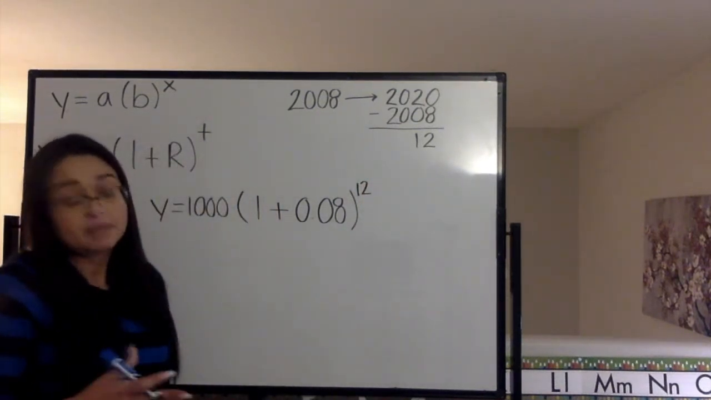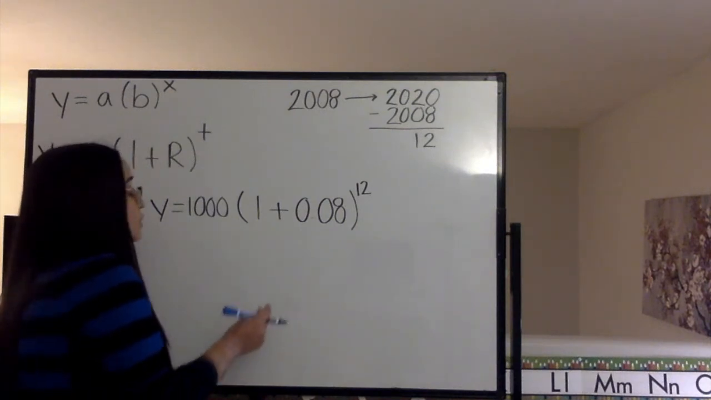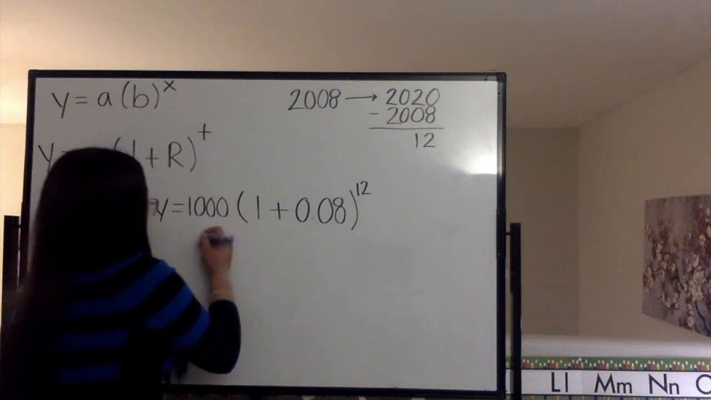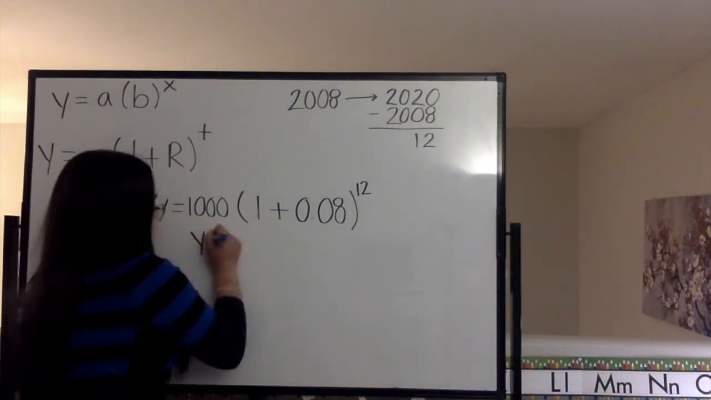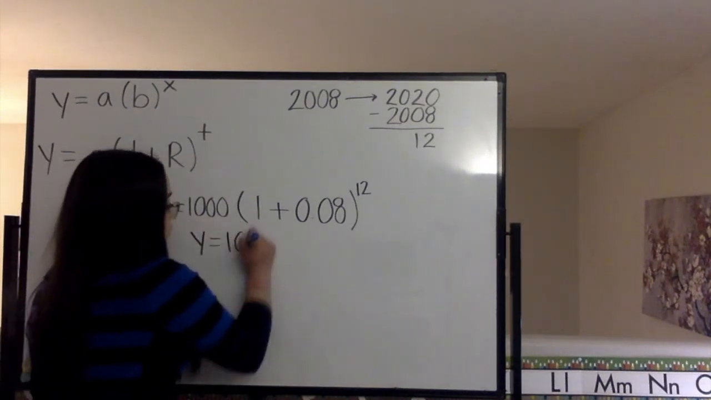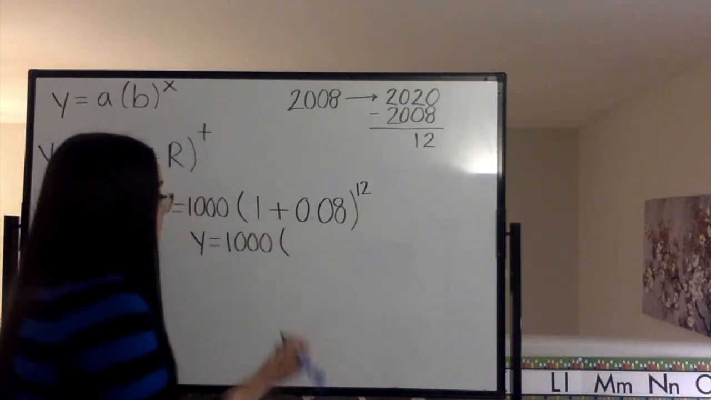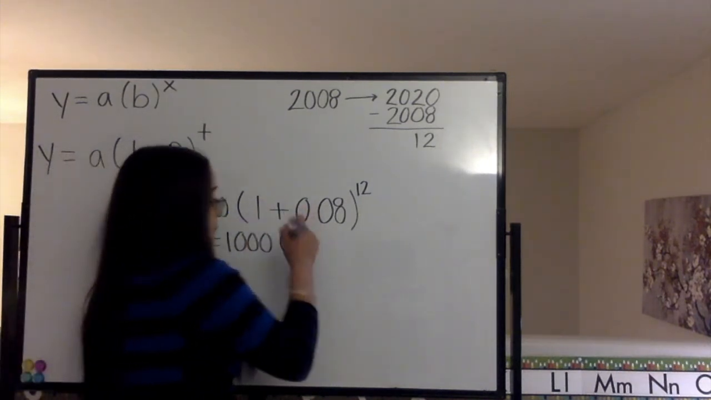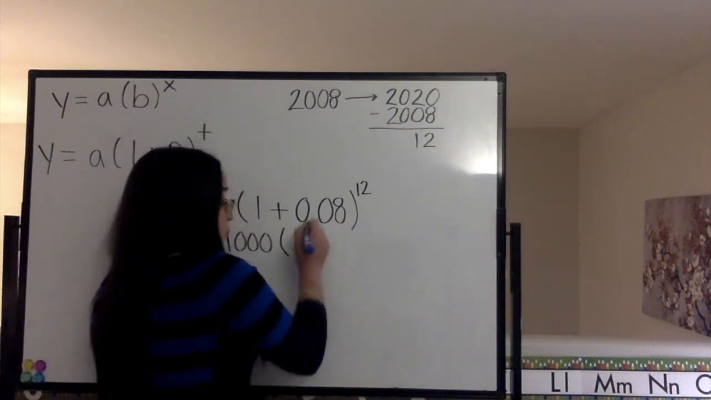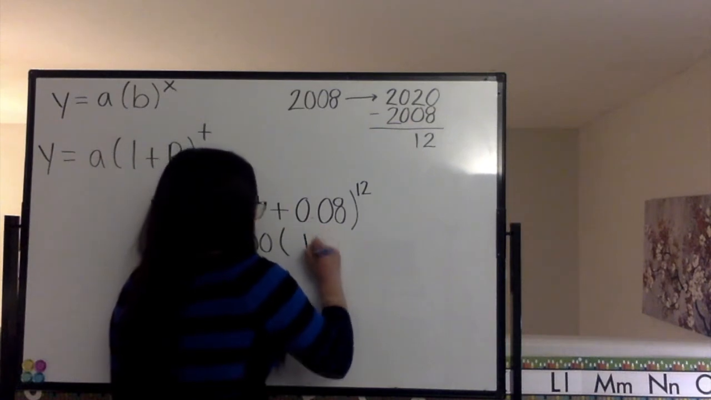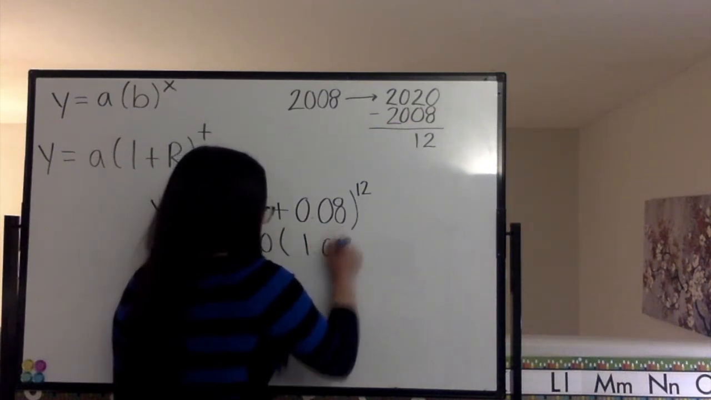Like with every math problem, we're going to start off with what is inside of the parentheses. So that will give us y equals 1000 times 1 plus 0.08 is 1.08.